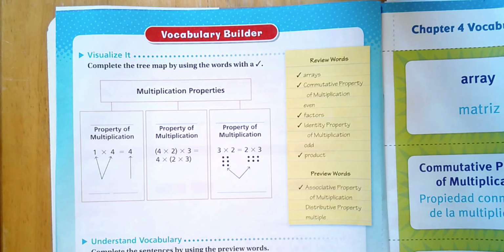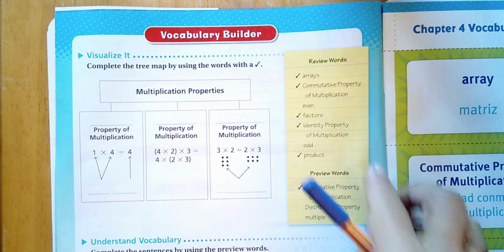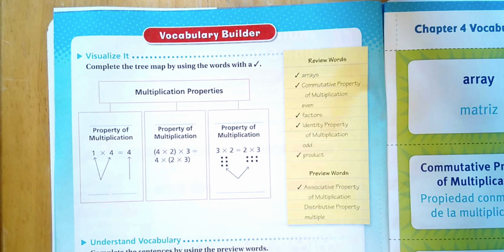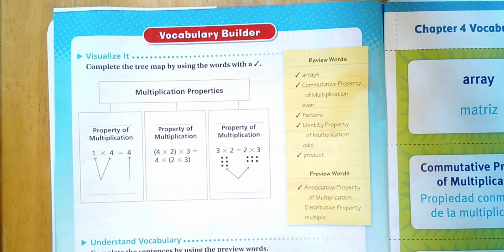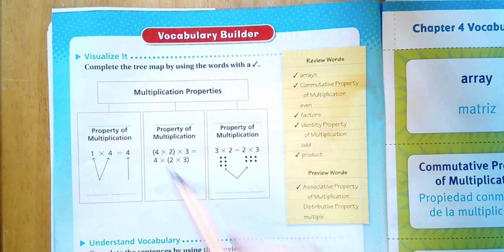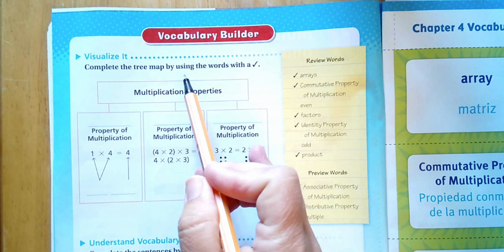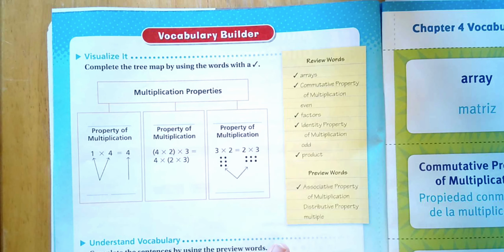On the back is our vocabulary builder. These are important words that we will work on in this chapter, and some we have already talked about. So I will go through this because the math vocabulary is super important. So you'll complete the tree map by using the words with a check.